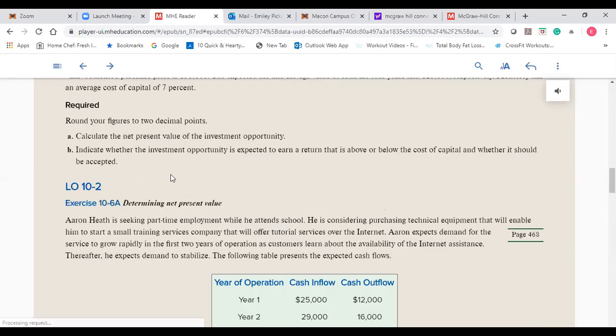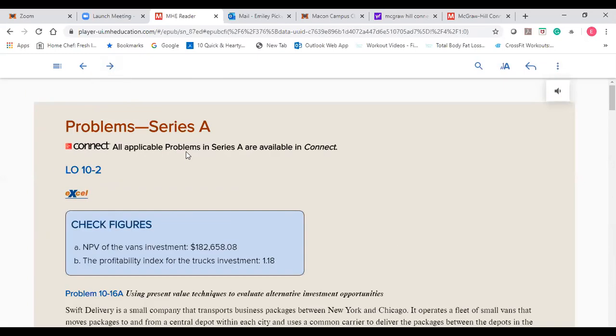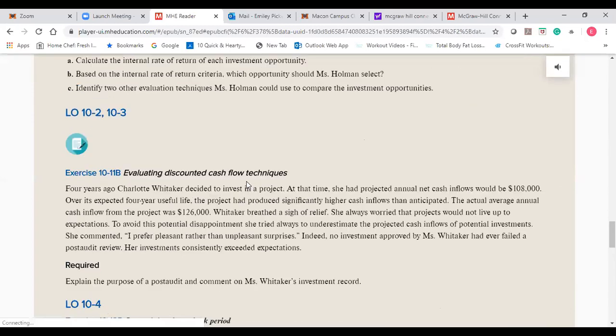Okay. Why don't you guys, we'll do one very similar to that, which is exercise 12B. I'm going to let you do it and we'll talk about it.